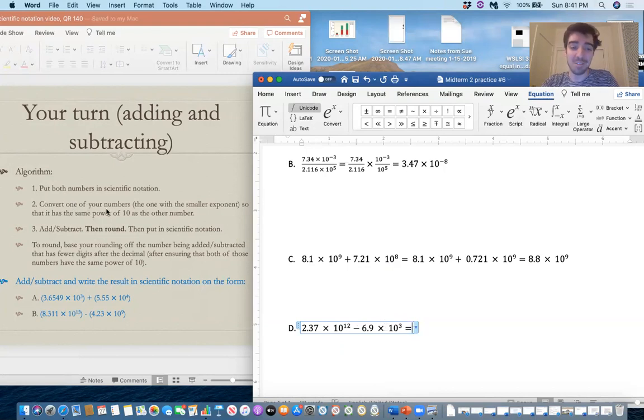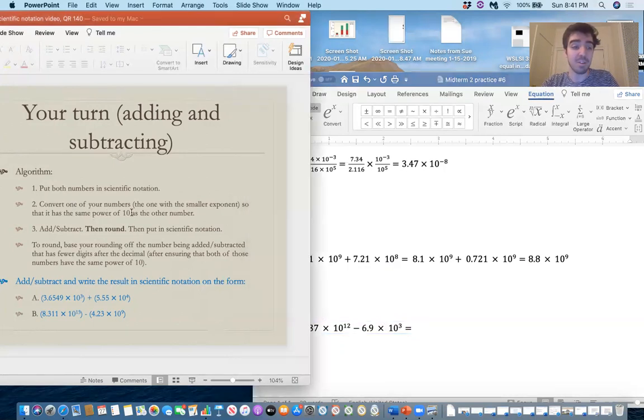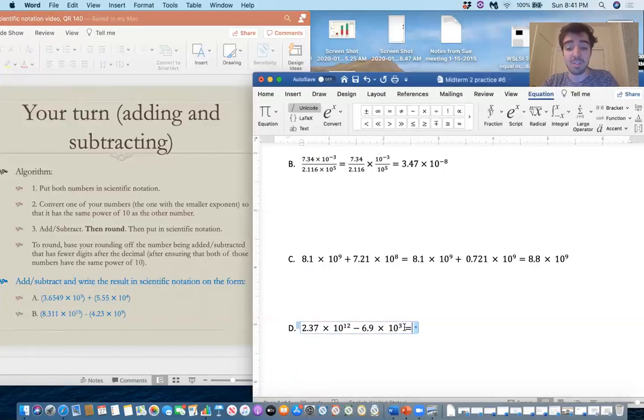So convert one of your numbers, the one that has the smaller exponent, so that it has the same power of 10 as the other number. So 10 to the 3 needs to become 10 to the 12. Right? So once again, we are going to leave this first number alone because it has the larger power of 10. And then we will subtract something, right? Basically the 6.9 is going to become a new coefficient. Right? And we want this 10 to the 3rd to now become 10 to the 12.